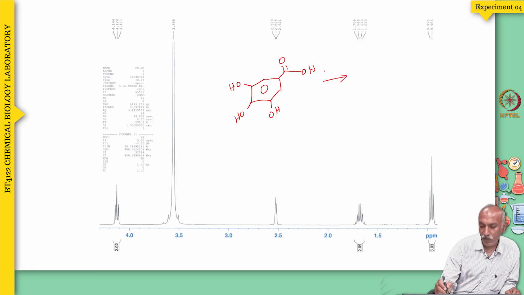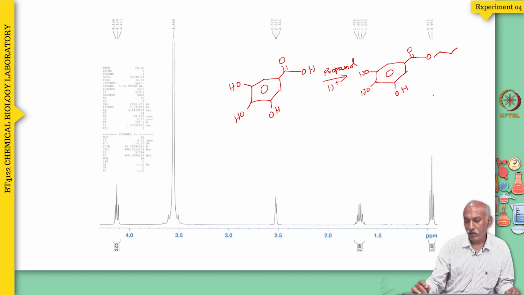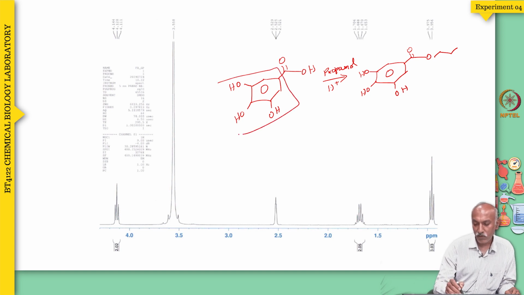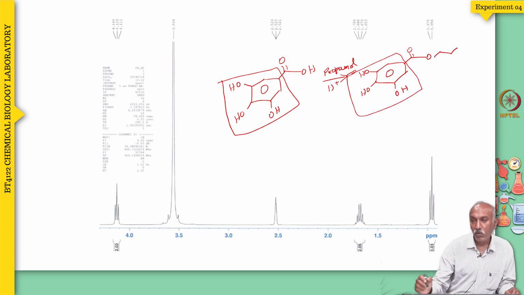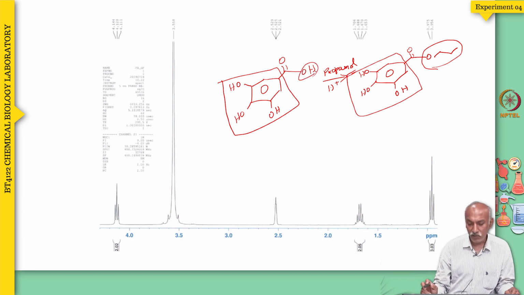So, you have propanol, and propanol and H plus lead to the formation of propyl gallate. In both reactant and the product, the aromatic region remains constant. So, there is no need to worry about what is in the aromatic region. Only in the aliphatic region can we find out whether the OH is there or not. That is why you see it here.